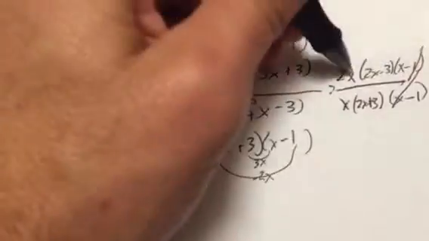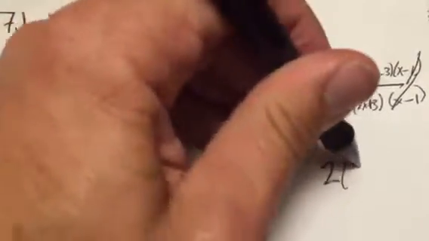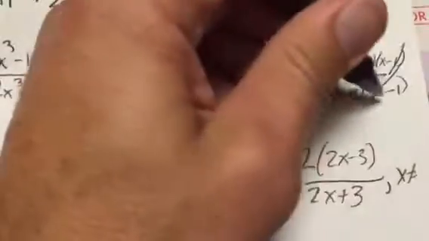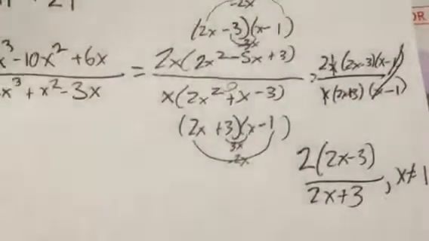This is a 2x minus 3, this is 2x plus 3, so that will not divide out. That divides out to a 1. This x divides out to a 1. So what's left is 2 times 2x minus 3 over 2x plus 3. And I lost a little bit of information, so I'm going to say x cannot be positive 1. Hope that helps.